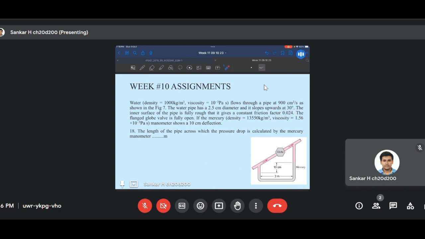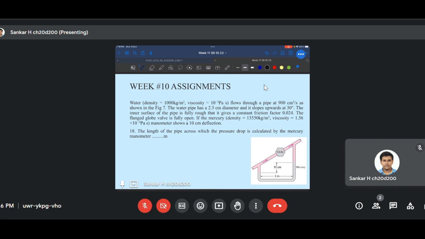The flanged globe valve is fully open, with the mercury, which has a density of 13,550 and viscosity of 1.56 into 10 raised to minus 3 Pascal second. The manometer shows a 10 centimeter deflection as shown in the image. The length of the pipe across which the pressure drop is calculated by the mercury manometer. So basically you have to find the length of this pipe, which from geometry can easily be done.